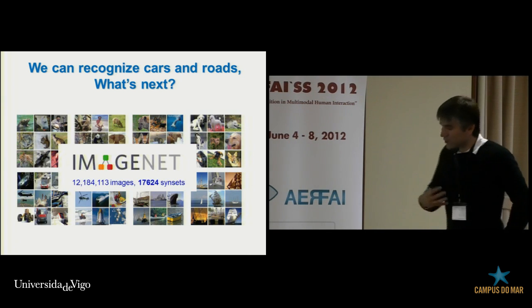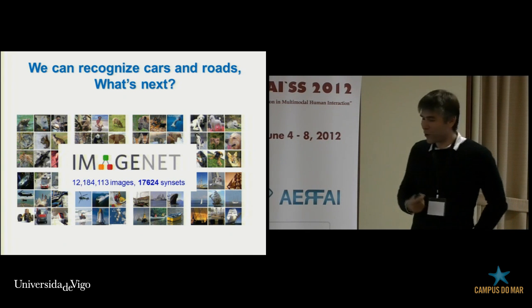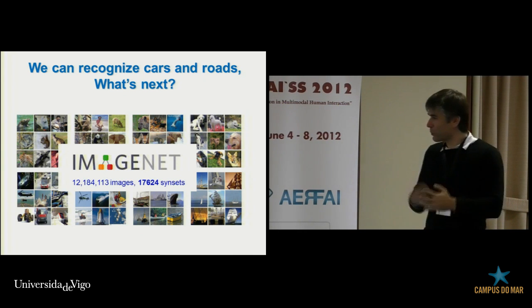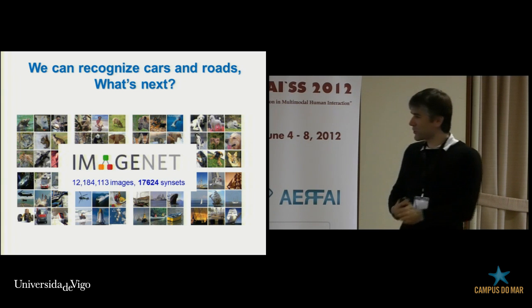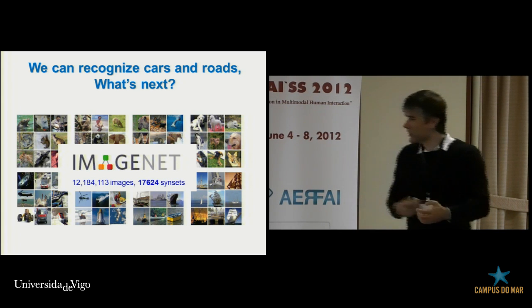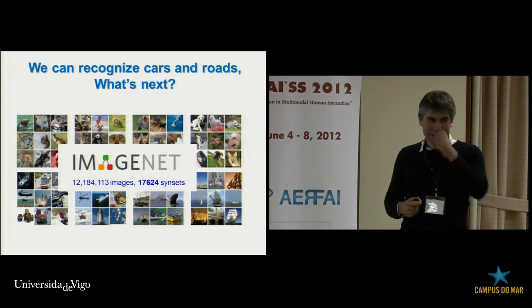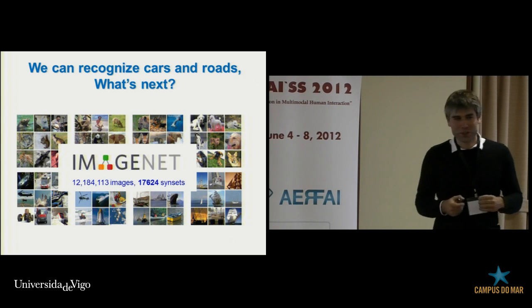Say in object recognition, what are the next challenges? People now, after Pascal, go to ImageNet, and this is a great effort. Now we have 17,000 different categories and 12 million images, lots of data, so we can train lots of object categories from this.